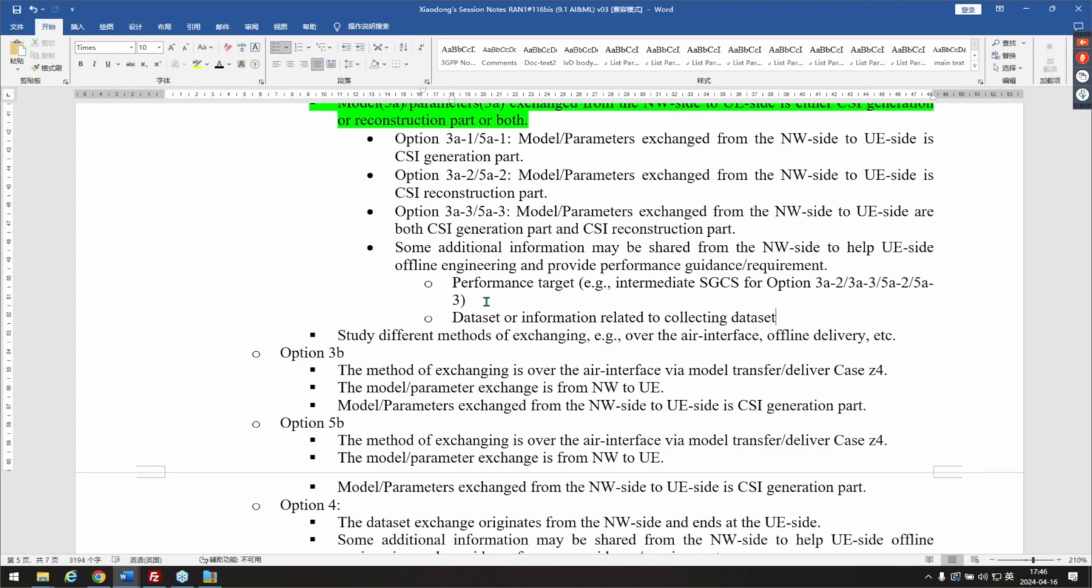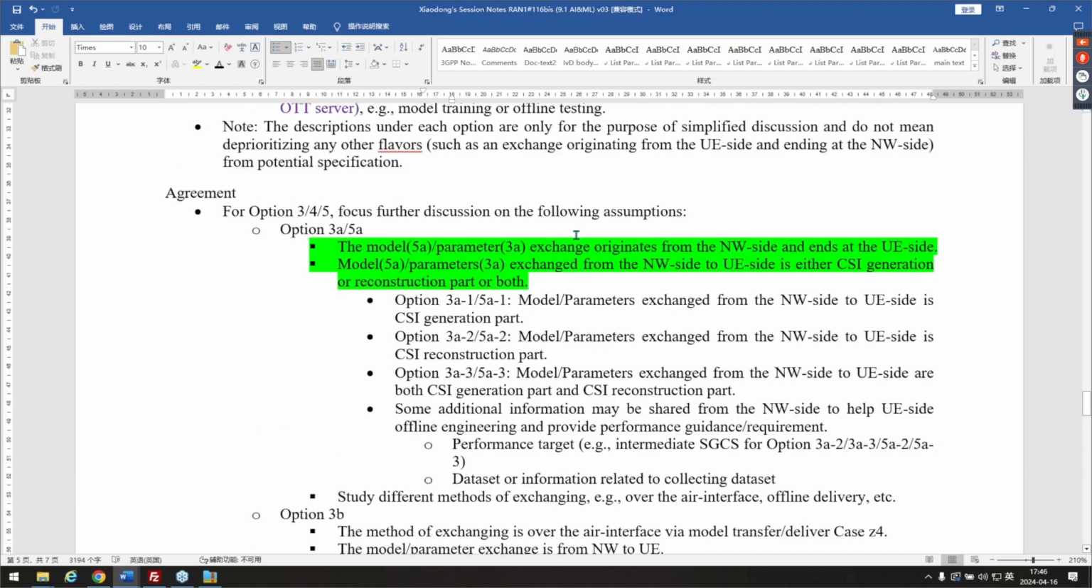The intention is that many companies are focusing on the exchange from the network side to the UE side. So the intention is to focus on that flavor for the discussion, and we don't need to discuss UE to network exchange. But then we have the final note just to clarify that it doesn't mean that in the final standards we deprioritize UE to network already. That's open. I see. So these labels do not apply to UE to network. Okay.